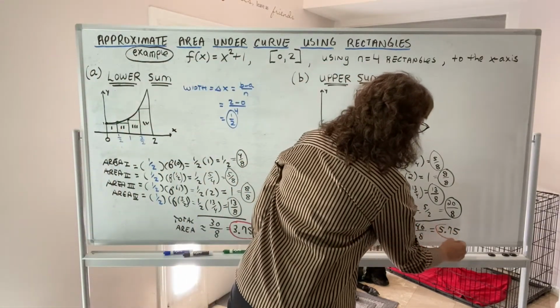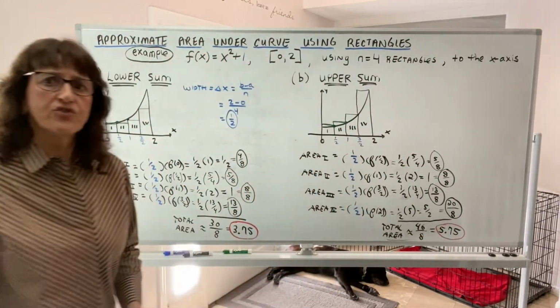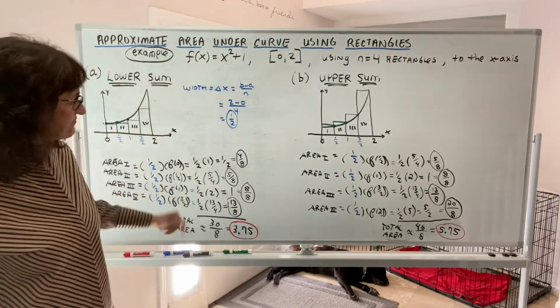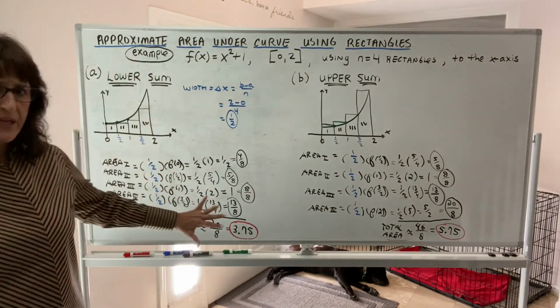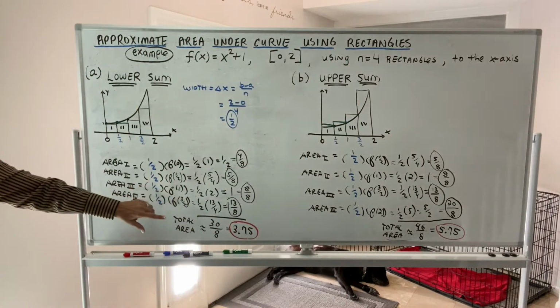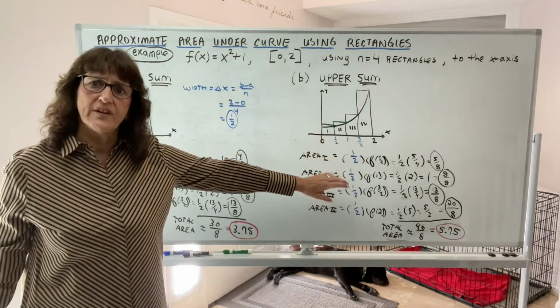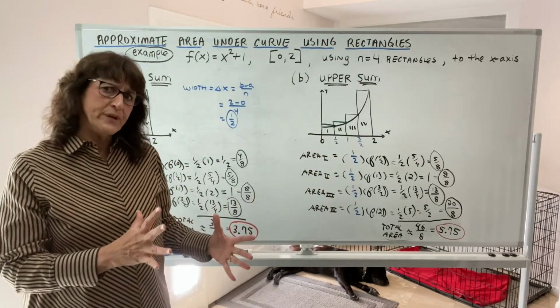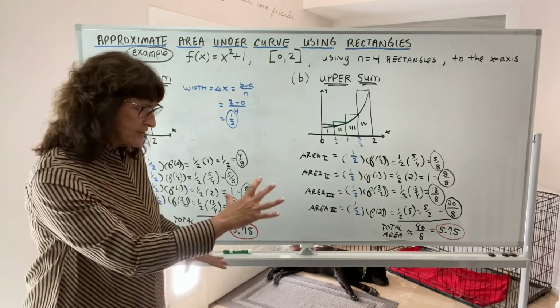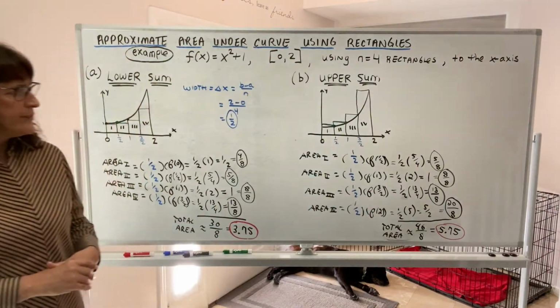So where is the exact area? Okay, so where might the exact area be found? Well, your lower approximation for the area under the curve is 3.75, and your upper approximation is 5.75. So the exact area is somewhere in between. Okay, not necessarily the average of the two, but somewhere in between.